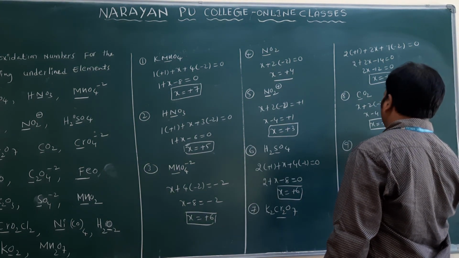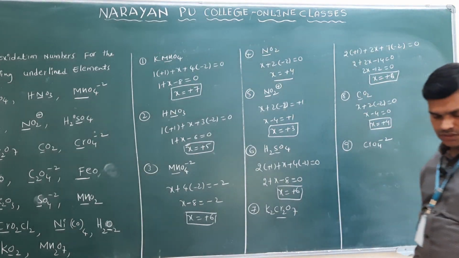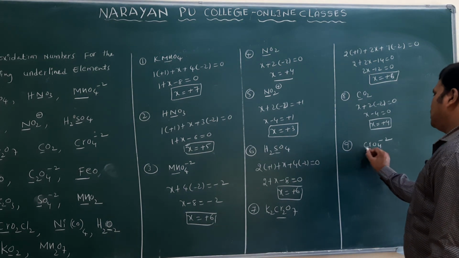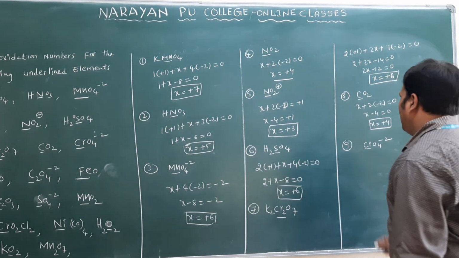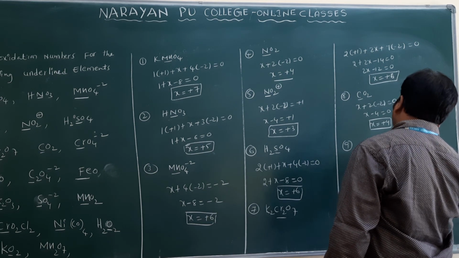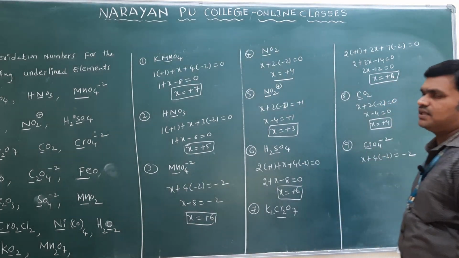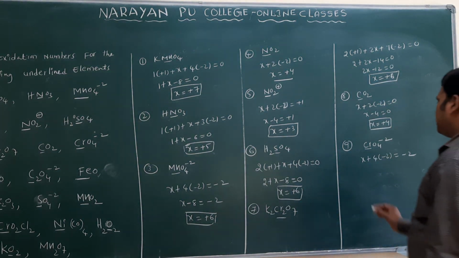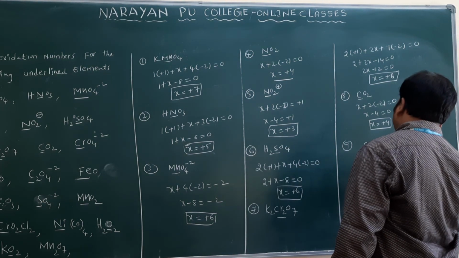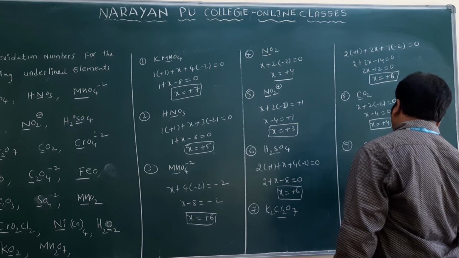Next you can see CrO4 minus 2. What can we find out here? Chromium. So chromium is x, that plus 4 into minus 2 is equal to minus 2, because for an ion the sum equals its charge. Then what do you get here? x minus 8 is equal to minus 2. x equals what? Plus 6 you will get.